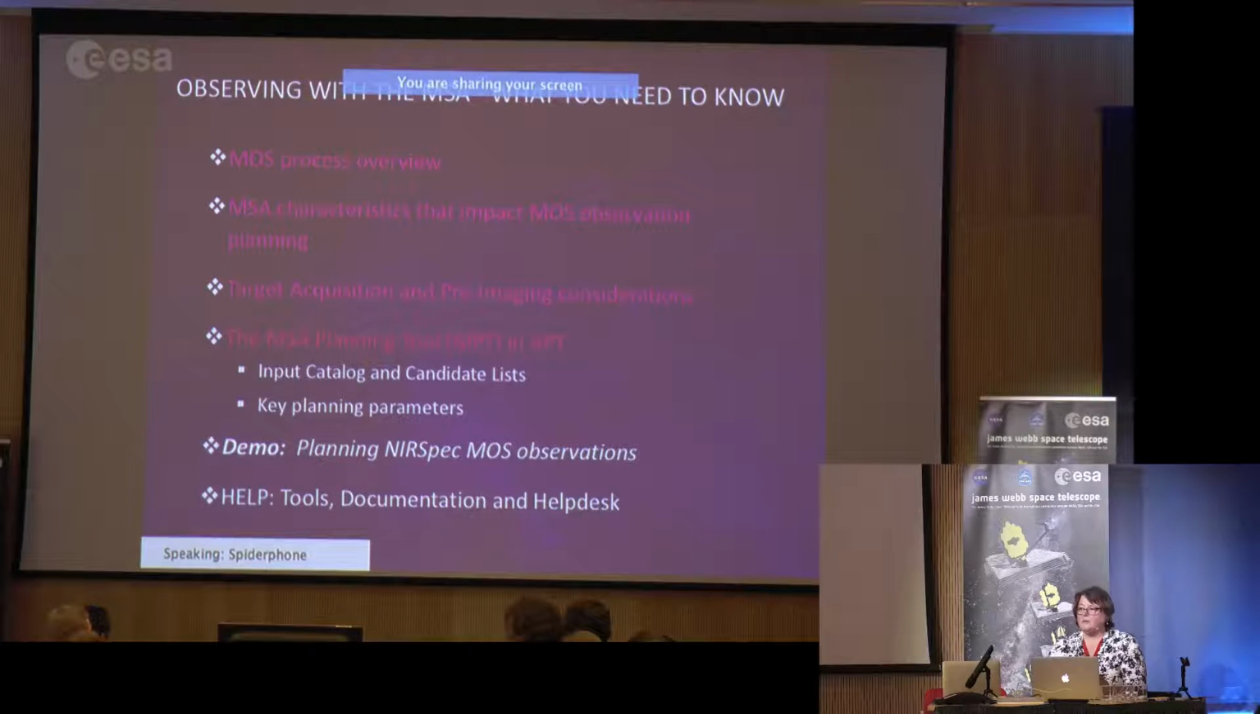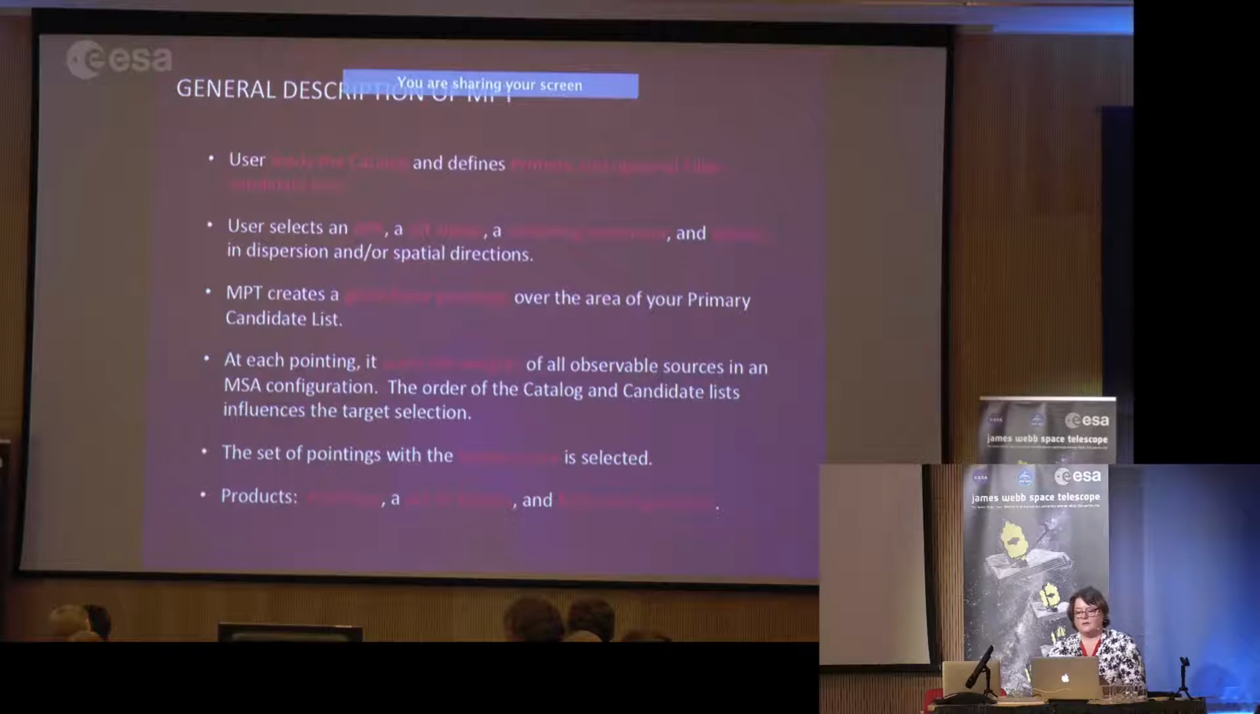Okay, so let's talk about the MSA planning tool in APT a little bit. I'll give you a general description of what it does and how it works. So the user has to upload a catalog. It works with a catalog. So you have to have points in the catalog. There are whatever sources of interest that you have, but we'd like the catalog to be as complete as possible. If eventually you would like to see if there are contaminants contaminating your slitlets, it's important to have a very complete catalog in the beginning.